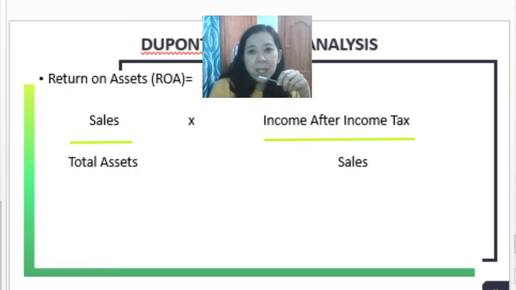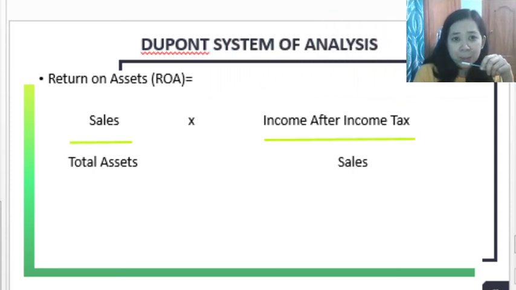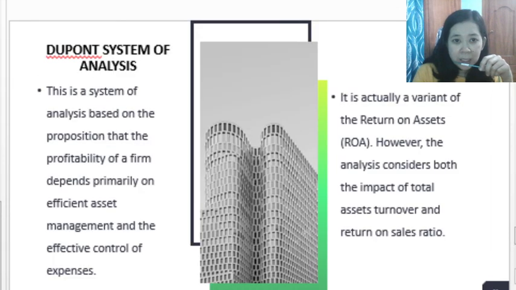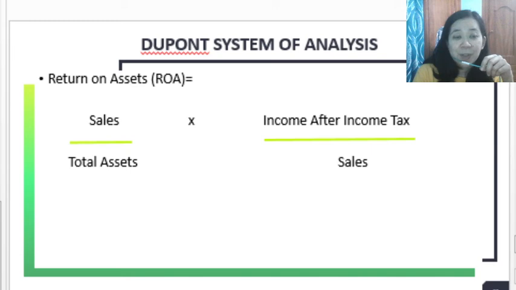Here, to solve for the return on assets under the DuPont system, this is our formula. Based on what we mentioned earlier, we will consider the asset turnover and the other one is the return on sales ratio. So our formula is sales divided by total assets, times income after income tax divided by sales.